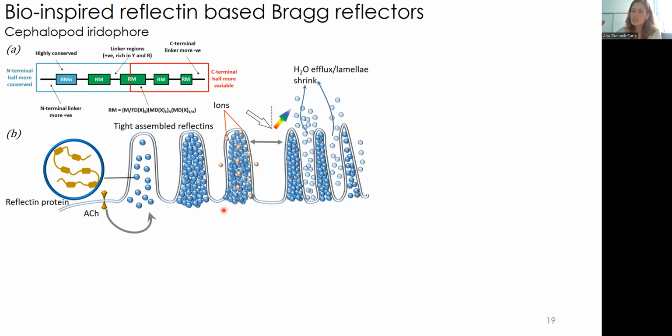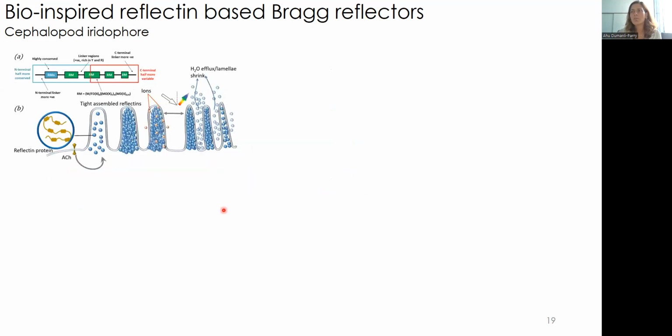So what we have done is we isolated this protein, and we produced it by recombining with E. coli genes. So we made the recombinant proteins, and we studied their optical properties by making multi-layered films.